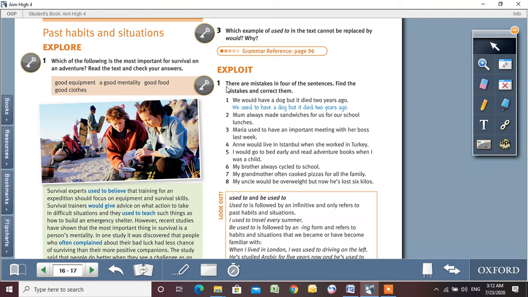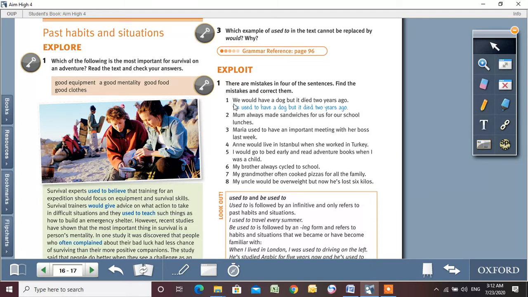Exercise 1. There are mistakes in 4 of the sentences. Find the mistakes and correct them. So you can take your time to answer the exercise. You stop the video and then you can play it back to check your answers.